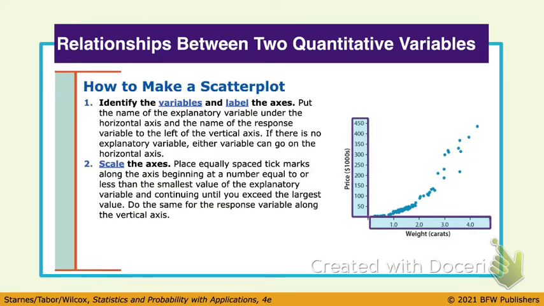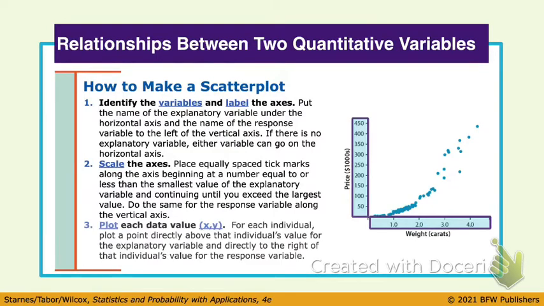All right, scale the axis. You do have to include a scale, meaning you have to have numbers. We're going to place equally spaced tick marks along the axis beginning at the number equal to or less than the smallest number, and we're going to go as high as the largest number. We do that for the x and the y axis. Please notice something: the axes don't have to be scaled the same way. In this example, the x-axis starts at 1 and goes to 4, and it's marked by 1s. On the y-axis, it goes from 50 to 450 and is marked by 50s. So they don't have to be the same way.